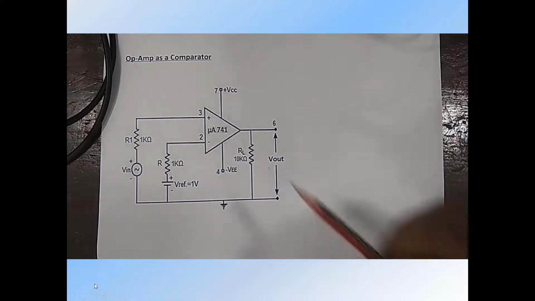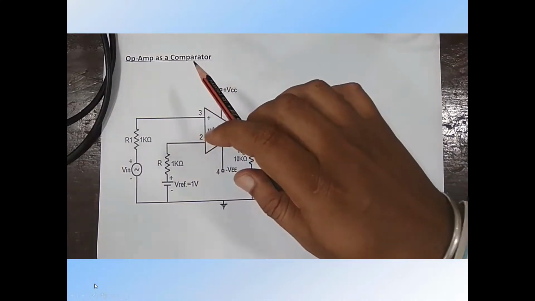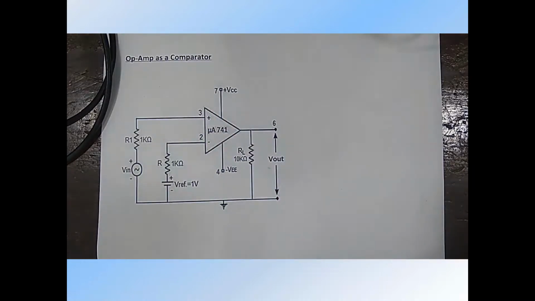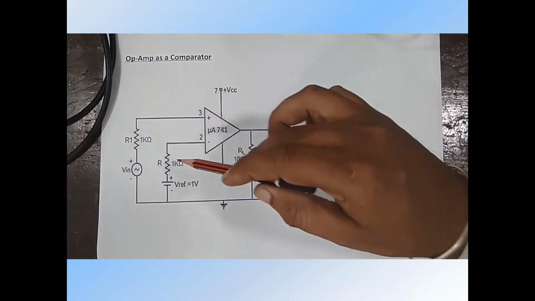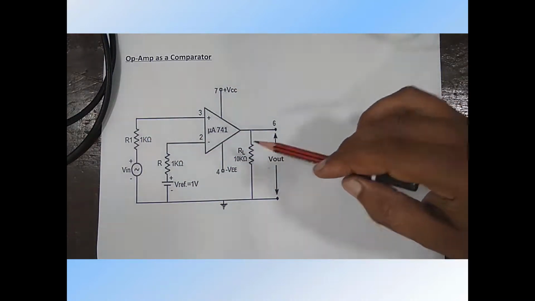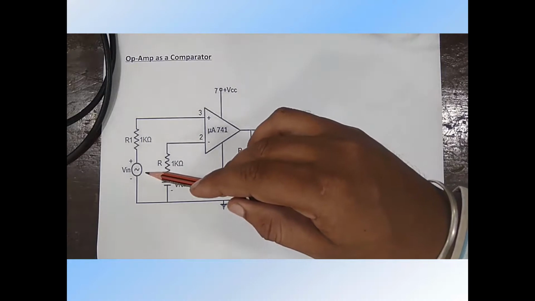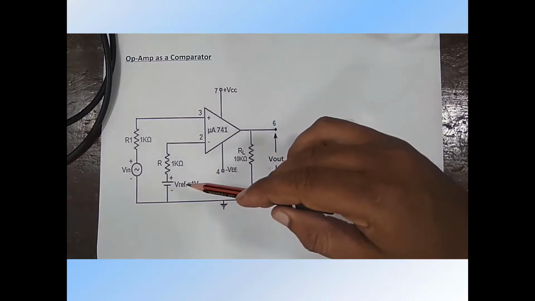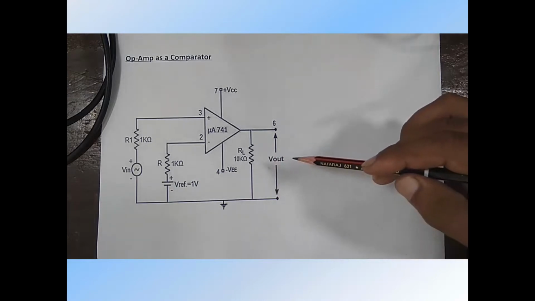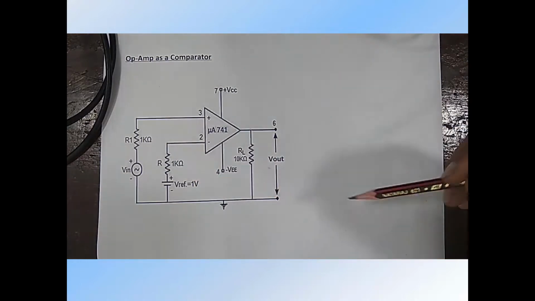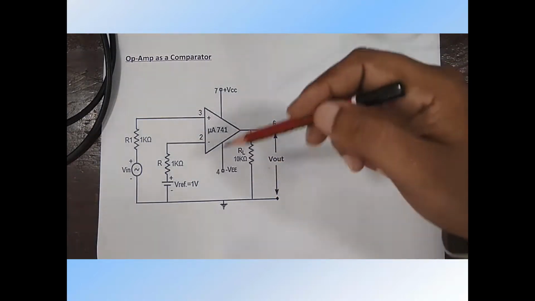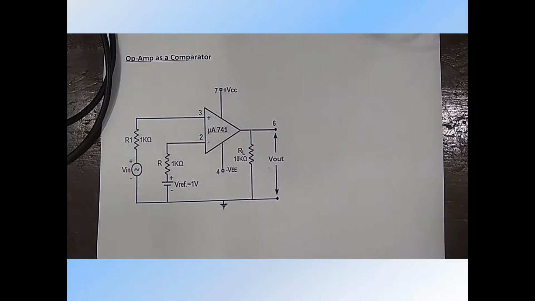This is the circuit diagram of op-amp as a comparator. First of all, arrange all the components which are required for this experiment. For this, we need IC 741, resistors, a function generator, a DC power supply, and an oscilloscope for measurement of output voltage as well as input voltage. And also we need jumper wires and a breadboard.